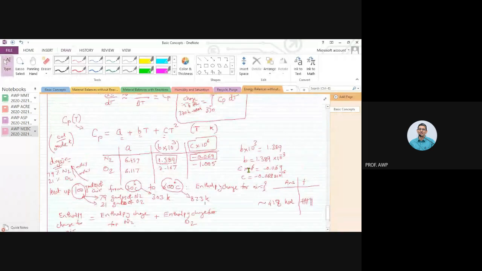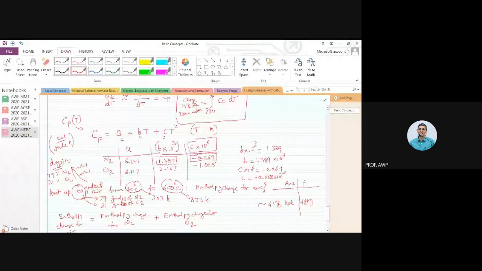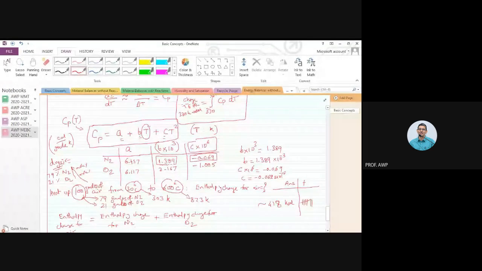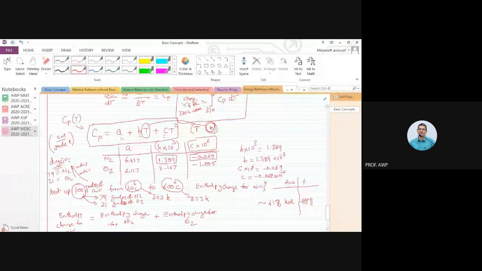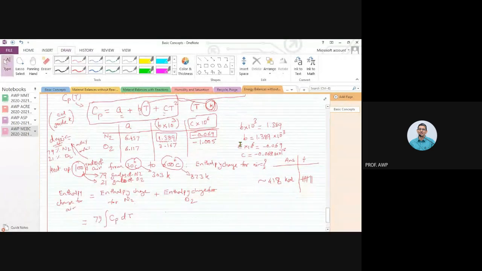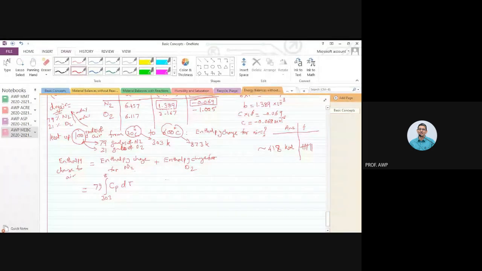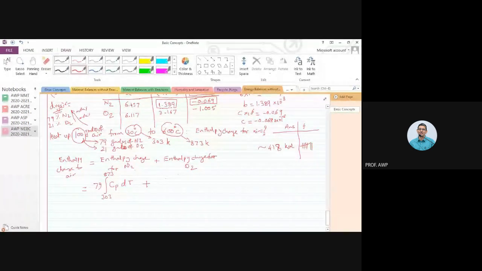Why? Because this Cp is given as a function of temperature, and the units of temperature for this particular relationship are Kelvin. Do you agree with that, Ansh? Yes, sir. Right. So we will have to integrate from 303 Kelvin to 873 Kelvin. And enthalpy change for oxygen would be 21 multiplied by Cp dT.